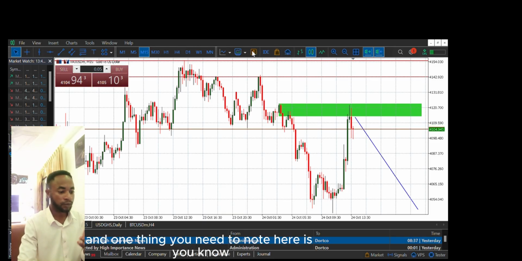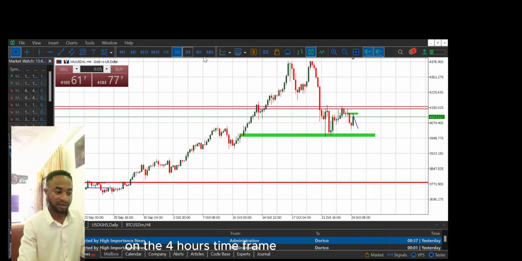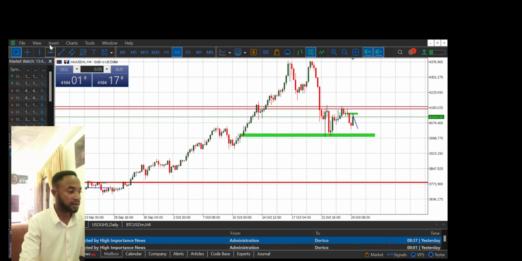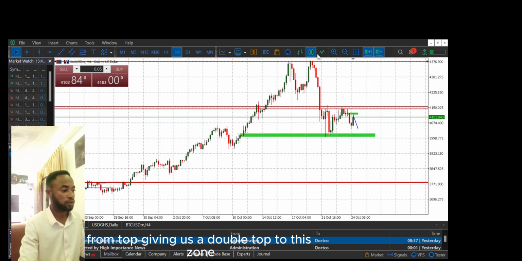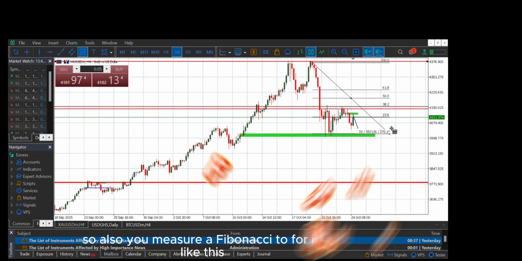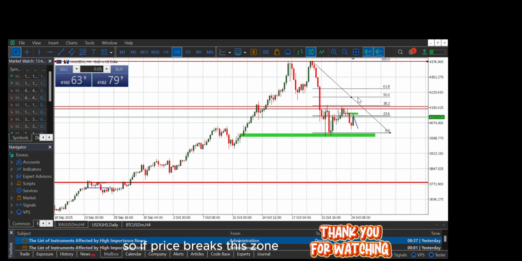And one thing you need to note here is, on the 4 hours time frame, this is the double top. Price sold all the way from the top, giving us a double top at this zone. So also you measure a Fibonacci for it like this. If price breaks this zone, meaning it's likely to clear the 61.8 liquidity. So this is how I do my top-down analysis.